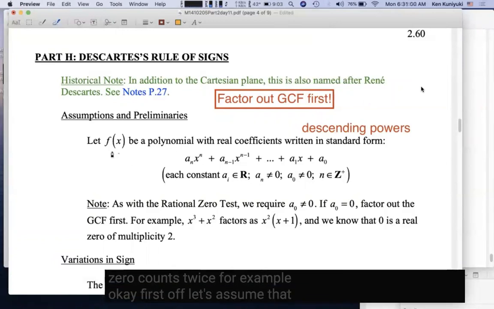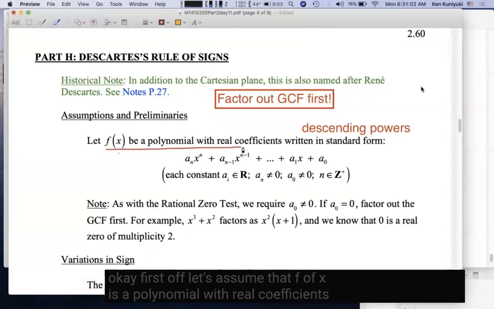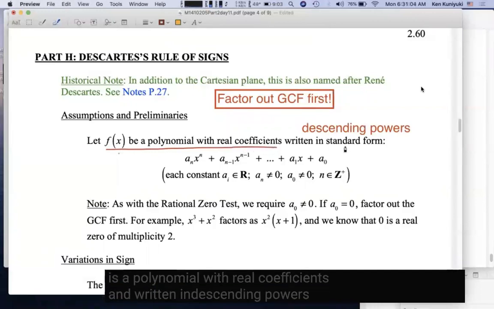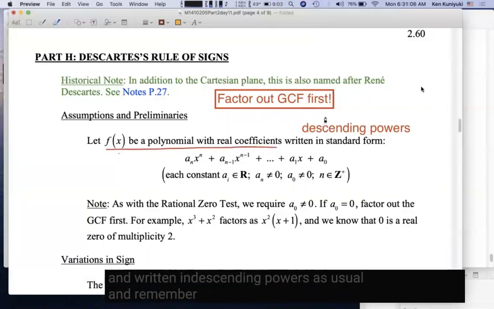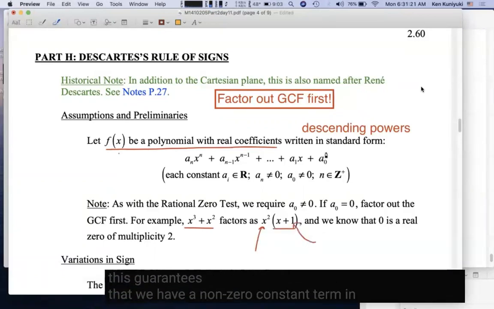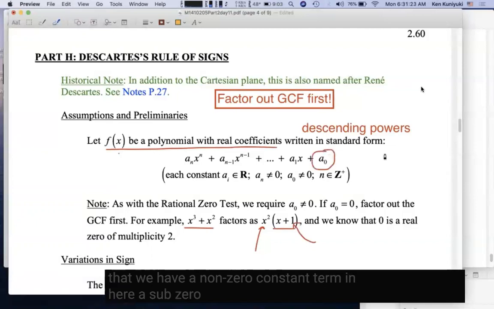Okay, first off, let's assume that f of x is a polynomial with real coefficients and written in descending powers, as usual. And remember to factor out the GCF first, if it's not 1. So for example, if you see x cubed plus x squared, make sure you factor out the x squared first, and then you'll deal with x plus 1. This guarantees that we have a non-zero constant term in here, a sub 0. The same went for the rational zero test or rational roots theorem. We need a non-zero constant term in there.